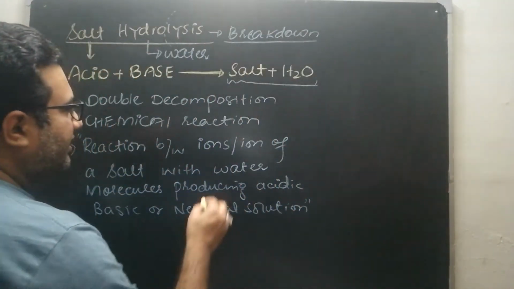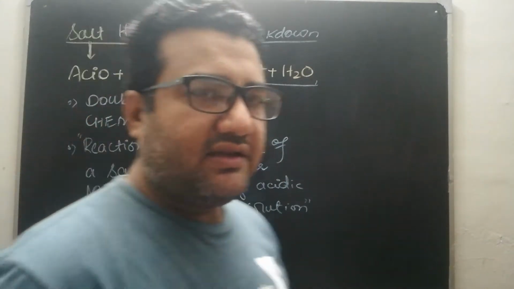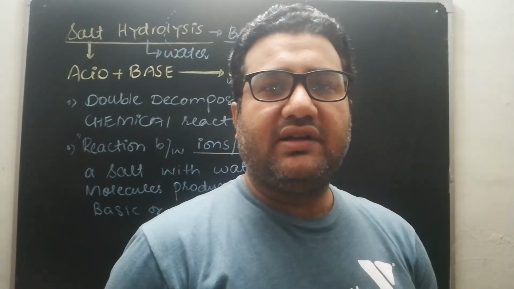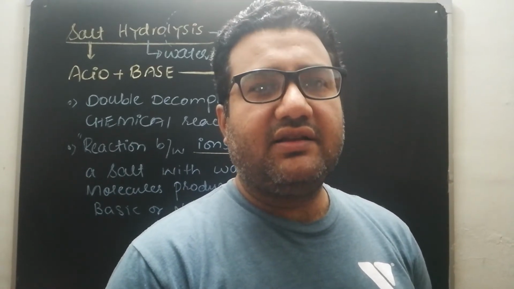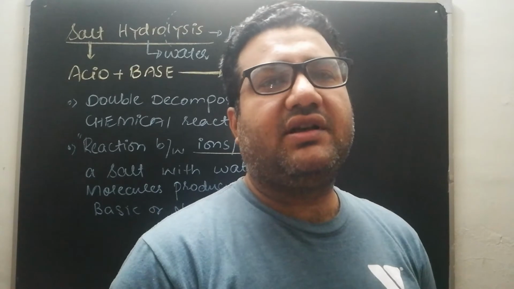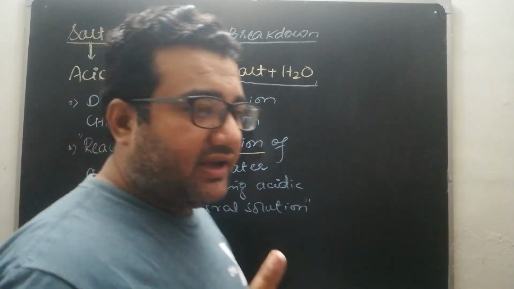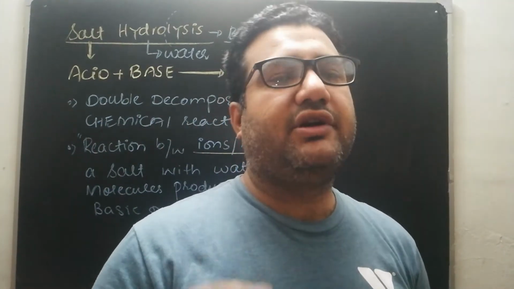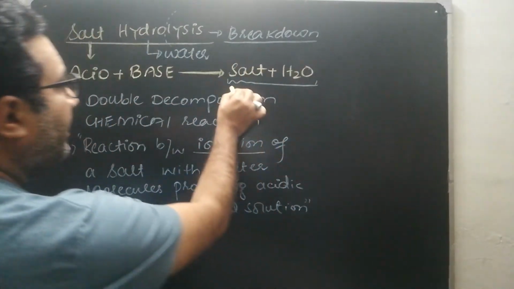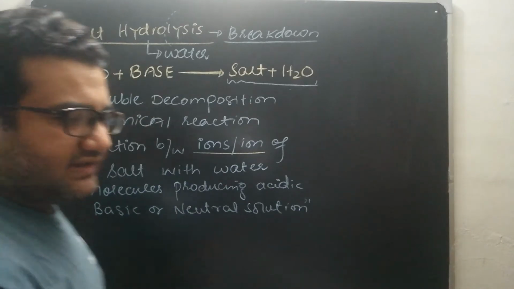I have mentioned here "ions or ion", which simply means that in some cases both cation and anion of the salt react with water, while in other cases any one of the ions, whether cation or anion, will react with the water molecule. And during this reaction with the water molecule, the bond of the water molecule will also be broken down. And when the salt and water react together, they will form acid and base.